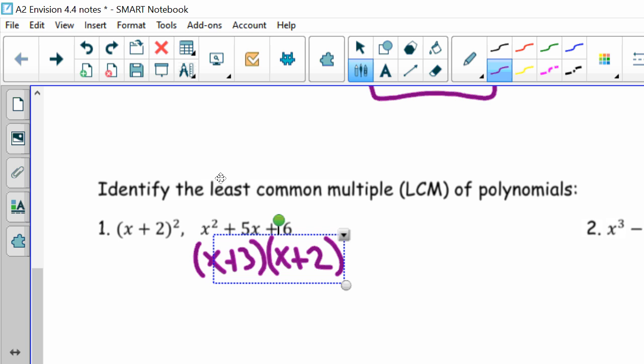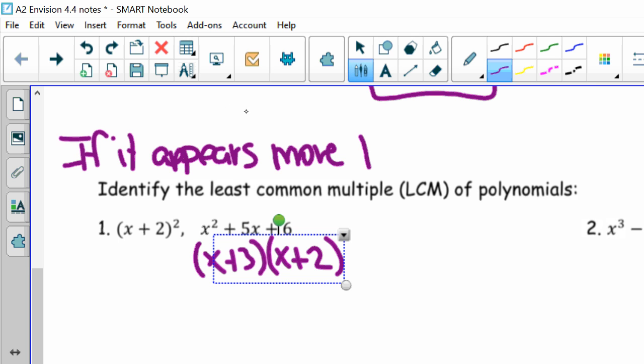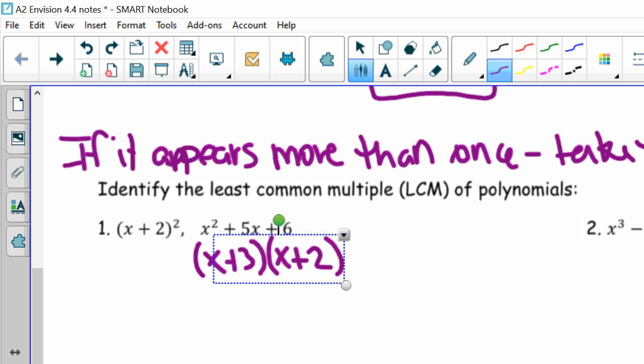Okay. So we need to know when we're finding the LCM, if it appears more than once, you take the highest degree.